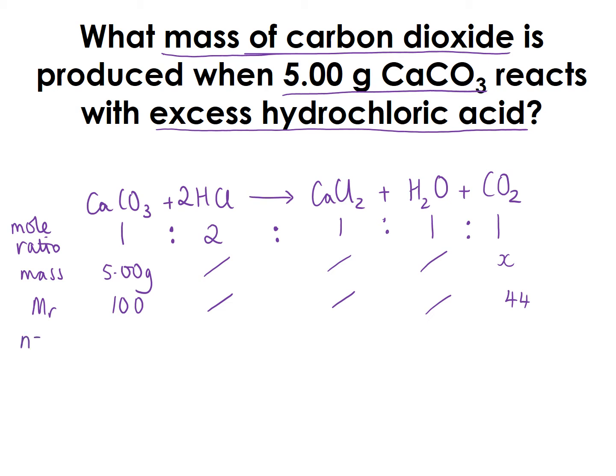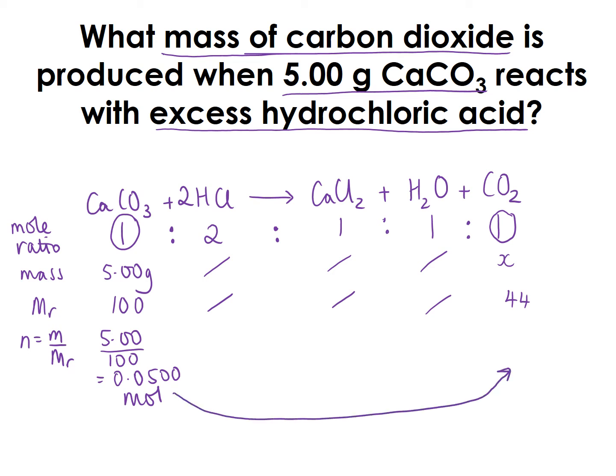Convert those masses to moles then. Mass over MR gives us the moles. For this one then, 5.00 divided by 100, putting that into the calculator, is 0.0500 moles. Now, from the ratio, we can see that 1 mole of calcium carbonate produces the same number of moles of carbon dioxide, another 1. So if we've not got 1 mole, we've got 0.0500 moles. What we should actually produce is 0.0500 moles of the CO2.